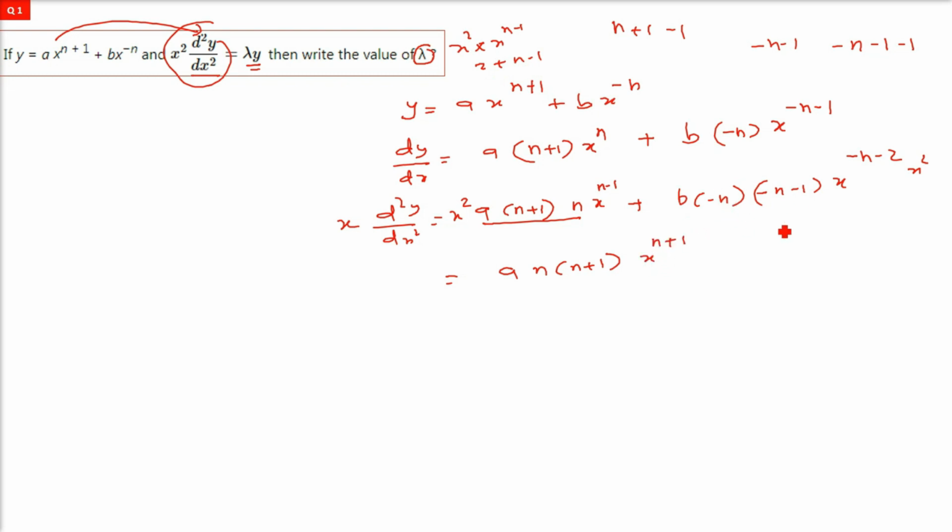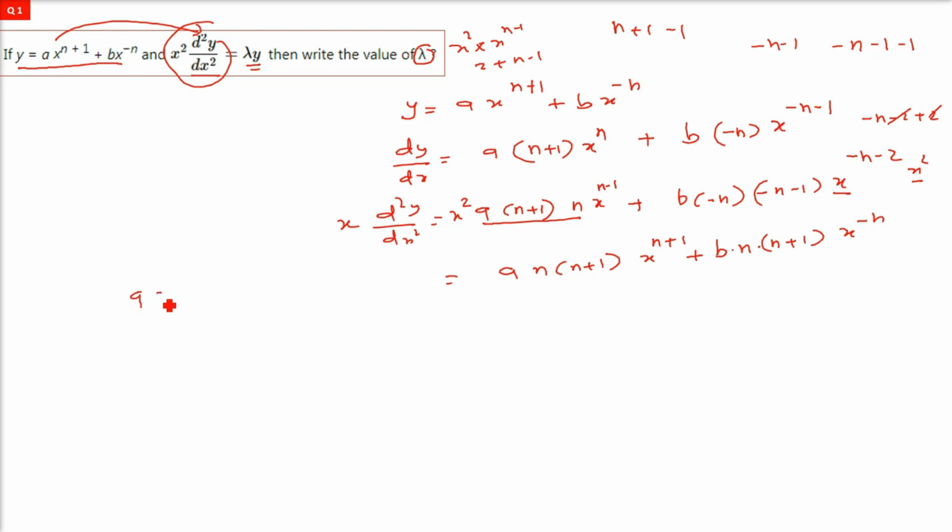Here we have negative n and negative n minus 1, so you can just take the negatives and make it positive. So b into n into n plus 1 it is there. Now add the powers, x to the power minus n minus 2 and x to the power 2. So minus n minus 2 plus 2 it will be. So this gets cancelled. You have x raised to minus n, right? So this is equal to lambda into y. So you have to take y here, multiply it by lambda and equate it to whatever we just got. So let us multiply lambda with the y you already have from where we started.